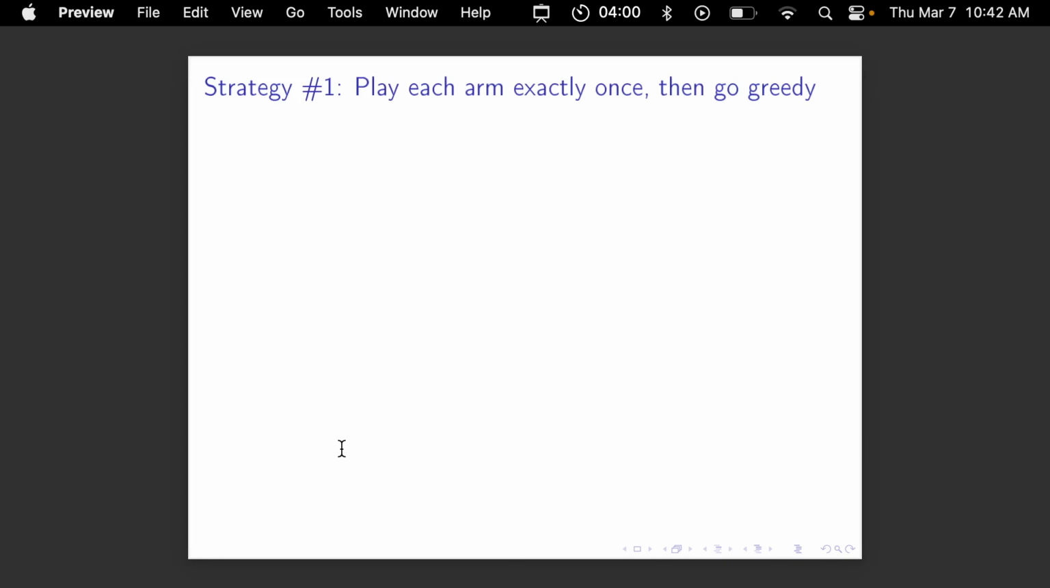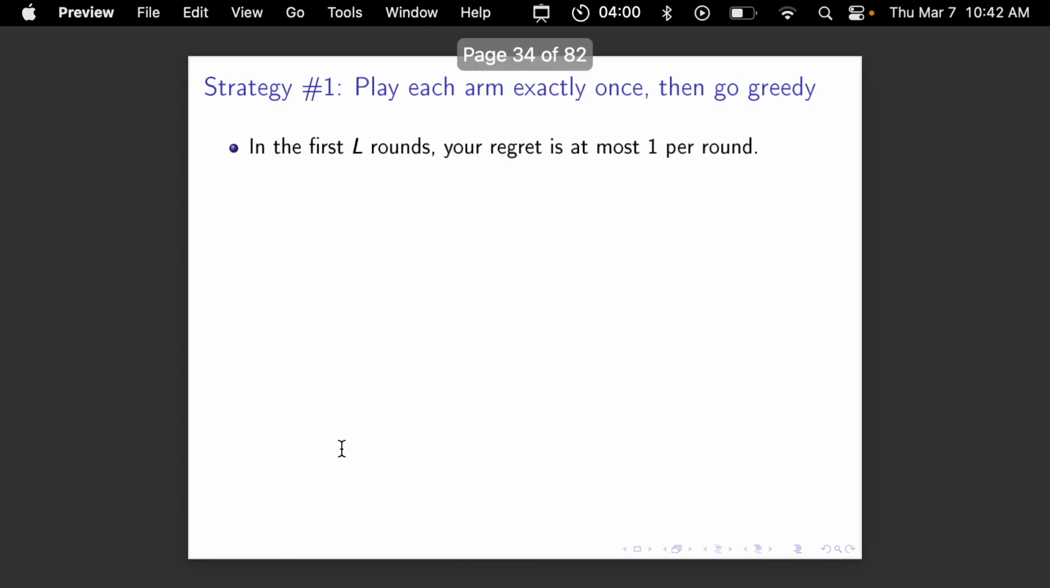Okay, but at the beginning, there's this explore phase. You're exploring. You play each arm once. And then you go greedy. This is the exploit phase. Let's analyze the total regret that you get doing it this way.